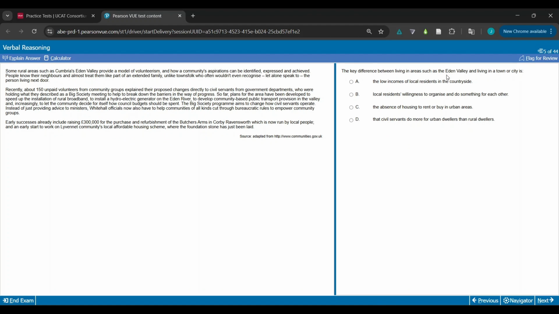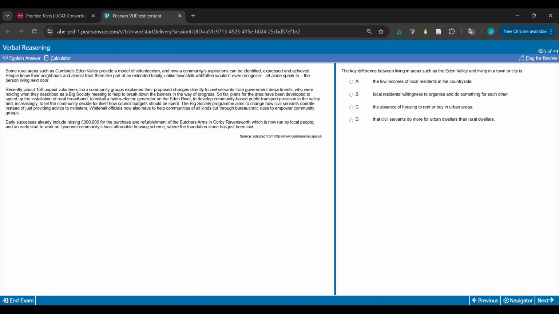So the key difference between living in areas such as Edenville and living in a town or city is: low income of local residents, countryside local residents willing to organise and do something, absence of housing or rent, civil servants do more for urban dwellers than rural dwellers. I mean, just in general, which of these makes sense? I don't really think the civil servants bit makes sense, and the other three could probably make sense, any one of them. Okay, so let's keep going.